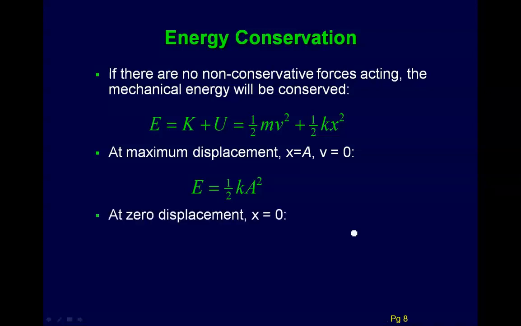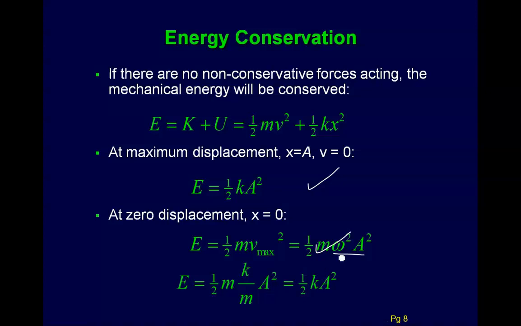At zero displacement, x is equal to 0, and you have the velocity maximum. Essentially, at maximum displacement, the energy is all over here. It's all potential energy. At zero displacement, it's all kinetic energy. And we can show that these are in fact equal. The equation for Vmax is omega times a. So if I do 1/2 m omega squared a squared, if I throw in the fact that omega squared equals k divided by m, we're going to use this a lot in the next couple of lines.